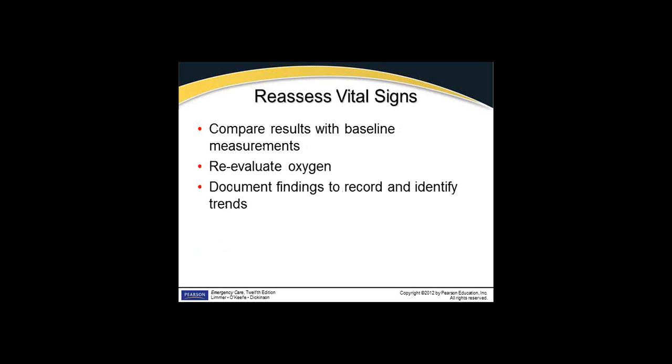Rechecking vital signs. So we're going to check our results and compare those results with the baseline measurements. Maybe we put them on a pulse oximeter. We had a patient short of breath who had a respiratory rate of 36, and their pulse oximetry said 85%. And we put them on a non-rebreather, and now their respirations have come down to about a 24, and their pulse oximetry is now at 95%.